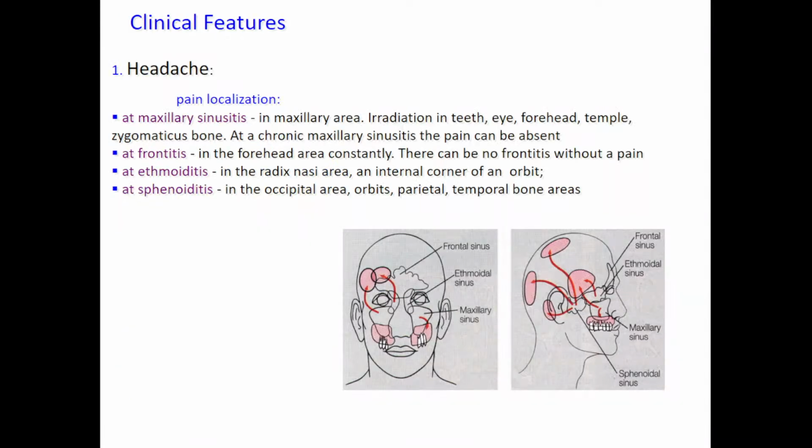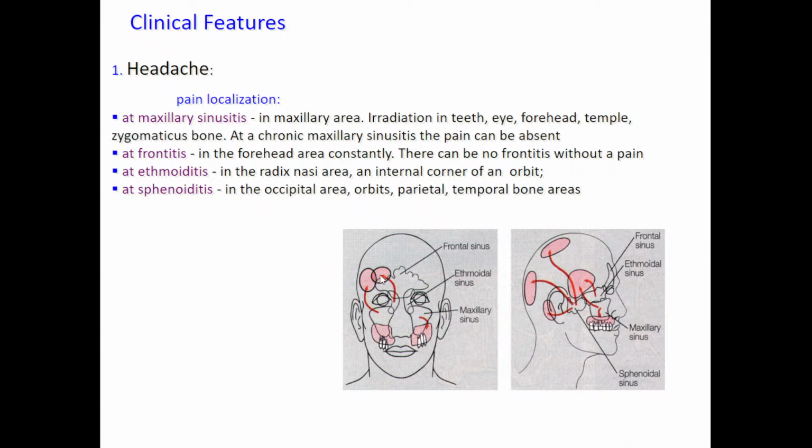Clinical features. Clinical features for all sinusitis are almost the same. Firstly, it may be headache or face pain. Pain localization in maxillary sinusitis will be on the projection of the maxillary sinus. It may be irradiation to teeth, eye, forehead, and temple. In chronic sinusitis, the pain can be absent. No, it may be absent also in acute sinusitis.